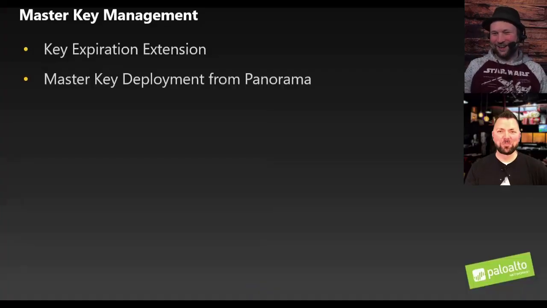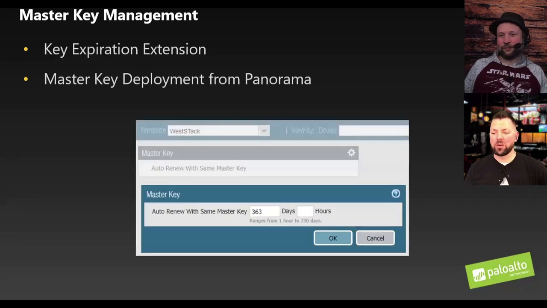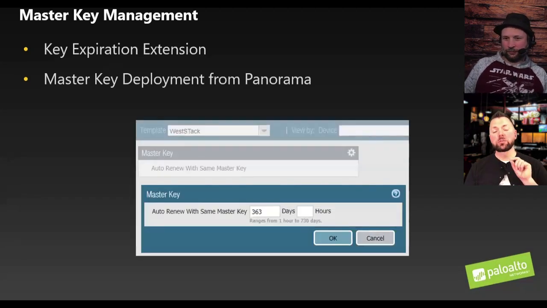So one of the important things, though, is the fact that you have to change this master key on every single firewall. You could do it programmatically via the XML API. However, that's a lot more work than most of our customers are willing to sign up for. So you mean it gets better? It does. As you see in the second bullet, we can push this master key change from Panorama, and you can even create the auto-renew value as a template setting.